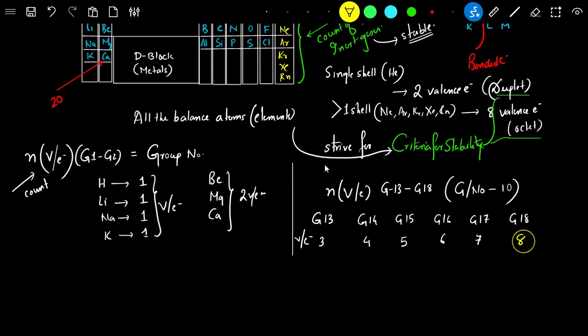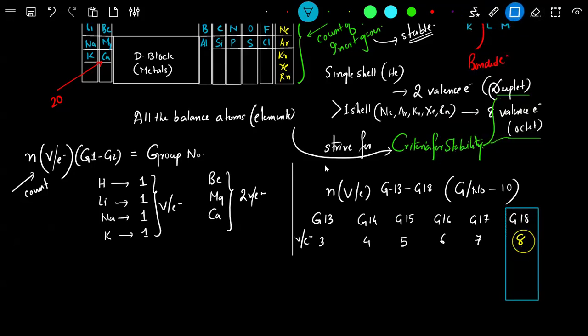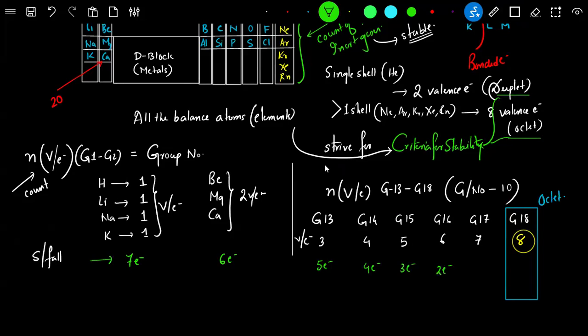Okay? Now look carefully. This particular group, we have no tension because it is the inert gas, since they are satisfying the octet criteria. They have satisfied the octet, but the others are all falling short of electrons, right? So let's see the shortfall now. If you see group 1, the shortfall is 7 electrons. In group 2, the shortfall is 6 electrons. Group 3, the shortfall is 5 electrons. Here the shortfall is 4 electrons, 3 electrons, 2 electrons, and 1 electron.